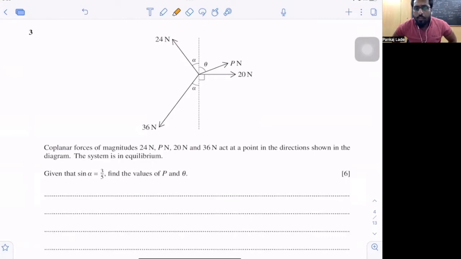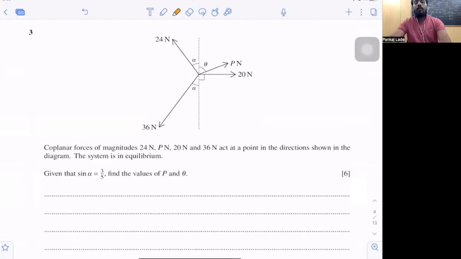Students, what do you mean by equilibrium? When you say that the system is in equilibrium, it means that sum of all the forces should become equal to what? 0, right? That means the resultant of the force system is going to be equal to what? It is going to be equal to 0, right? So I'm going to resolve the forces. Students, let's resolve all the forces.